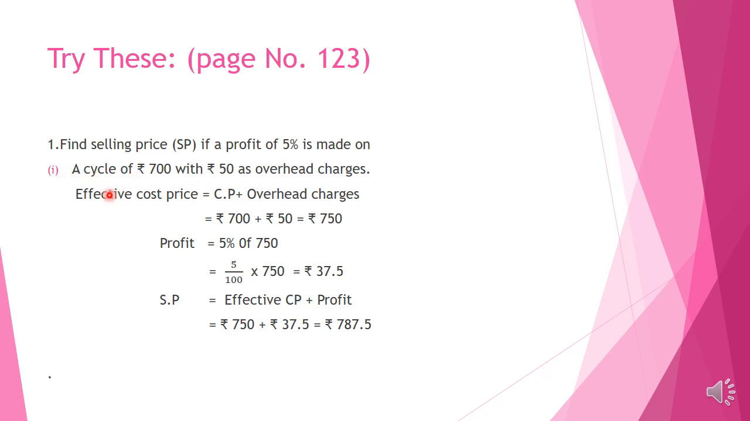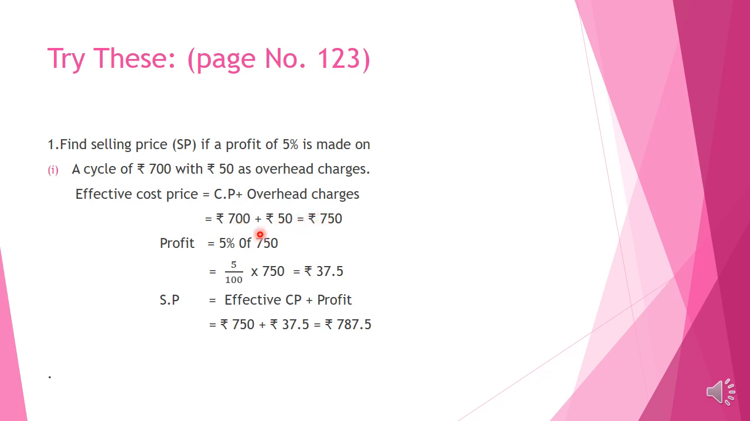Okay, so here what is given about the cycle? A cycle of rupees 700, it means cost price. And overhead charges is given as 50. So you have to find the actual cost price, or effective cost price, or net price. Effective cost price equals CP plus overhead charges. That is the formula. So CP is rupees 700 and 50 is the overhead charges. These two we have to add, and we get rupees 750.